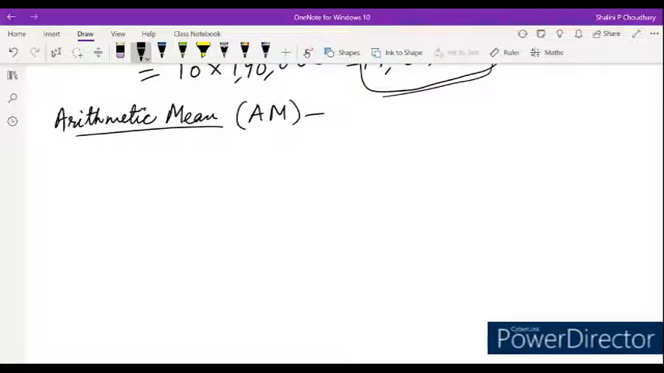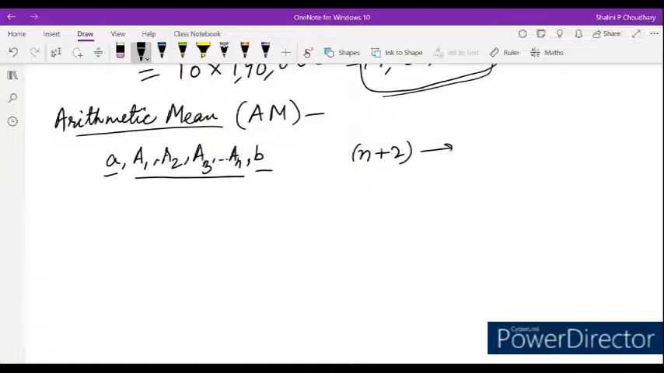Now if we have two numbers, a and b, small a and b, we have to insert some numbers such that all the numbers from a to b are in AP: a, then A1, A2, A3, up to An, we have taken. So now these are n terms between a and b. So in total, how many terms are there now? We have n plus 2 terms.